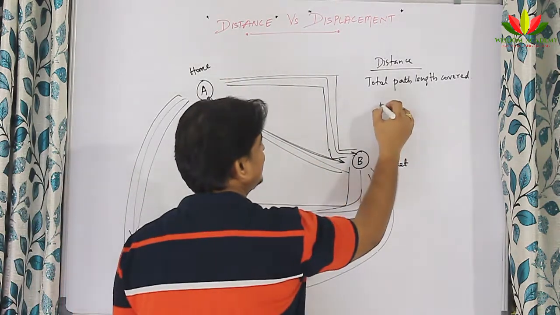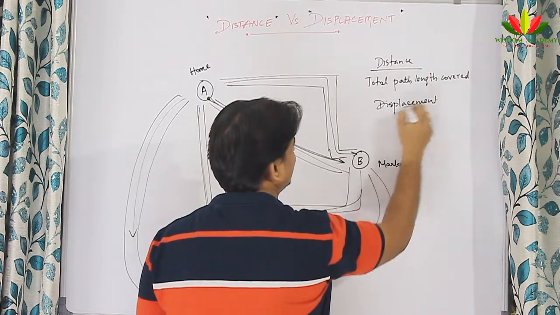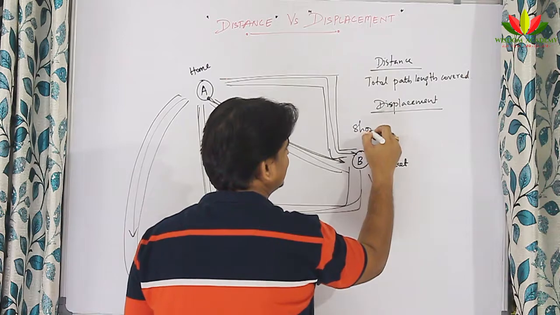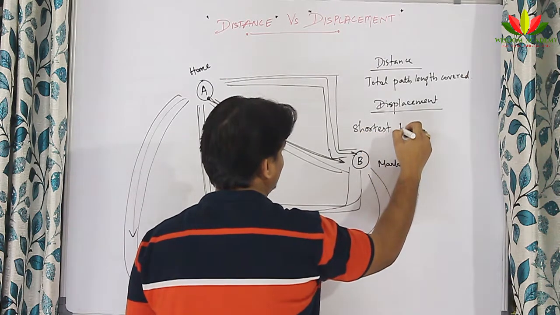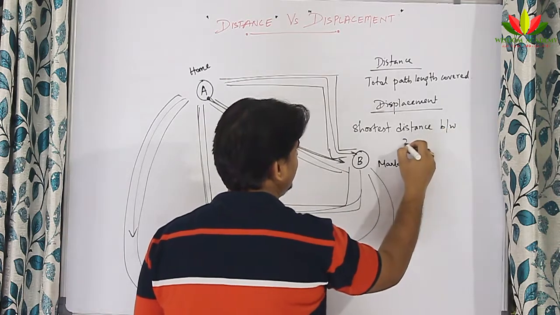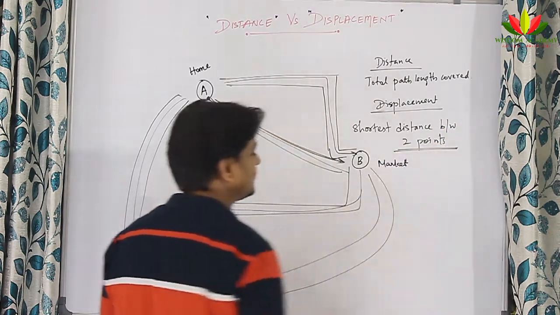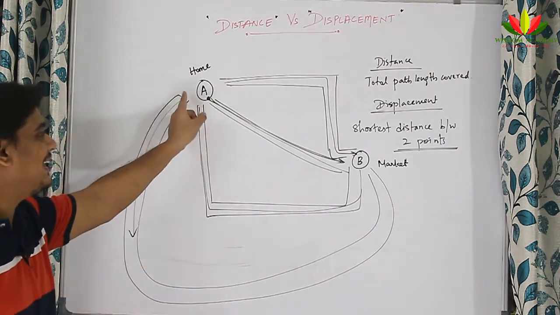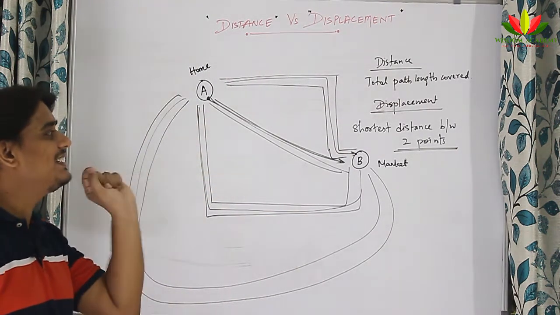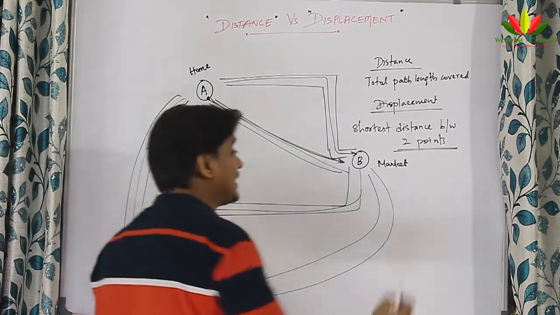So, displacement is the shortest distance between 2 points. Shortest distance between 2 points. Remember, these 2 points, very important. So, starting point and ending point, what is the shortest distance? That is called displacement.